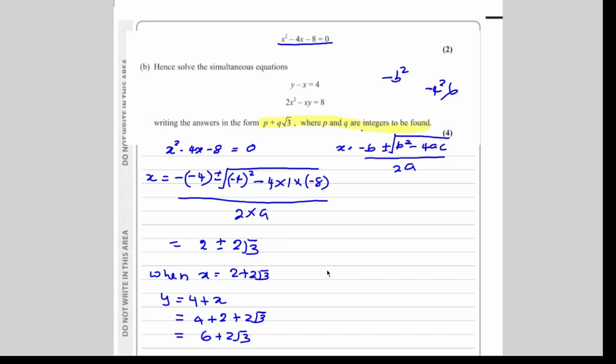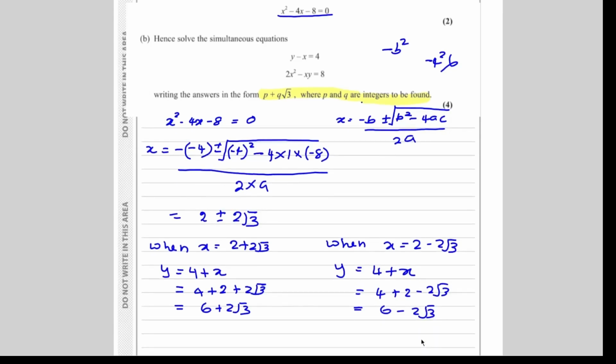Now, next answer, when x equals 2 minus 2 root 3, let's get what y is. Then y equals 4 plus x, yes, 4 plus 2 minus 2 root 3. Then this one gives out 6 minus 2 root 3.